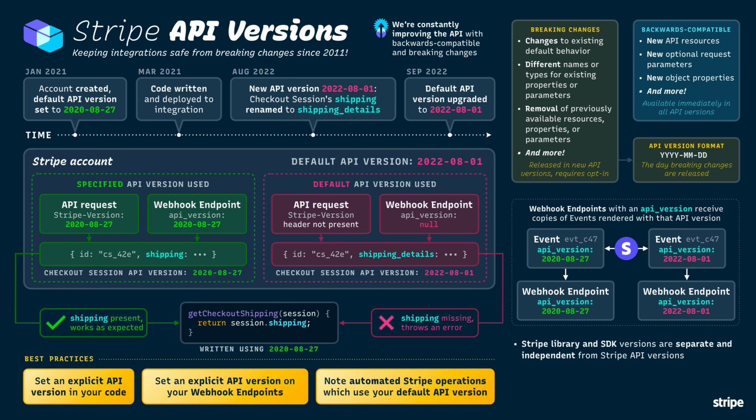There is one other best practice, which is to take note of automated Stripe operations which use your default API version. You usually don't have to worry about this if you follow the first two best practices, as the objects you obtain from Stripe will be rendered using the API version you specify regardless of the API version used to create or modify those objects. However, sometimes new API versions introduce different default behavior, which can affect what happens when Stripe performs automated actions which are not associated with a specific API request or webhook endpoint.